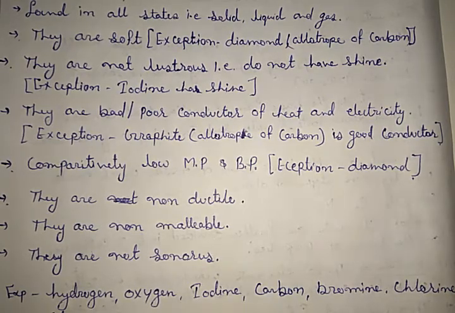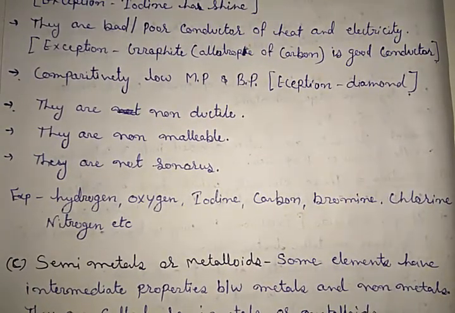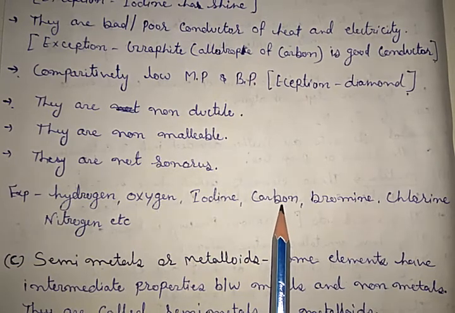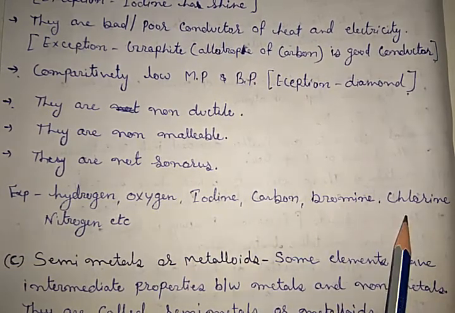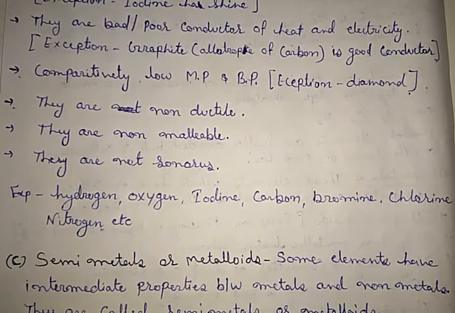Now, if we consider examples, then hydrogen, oxygen, iodine, carbon, bromine, chlorine, nitrogen, etc. come in the category of non-metals.